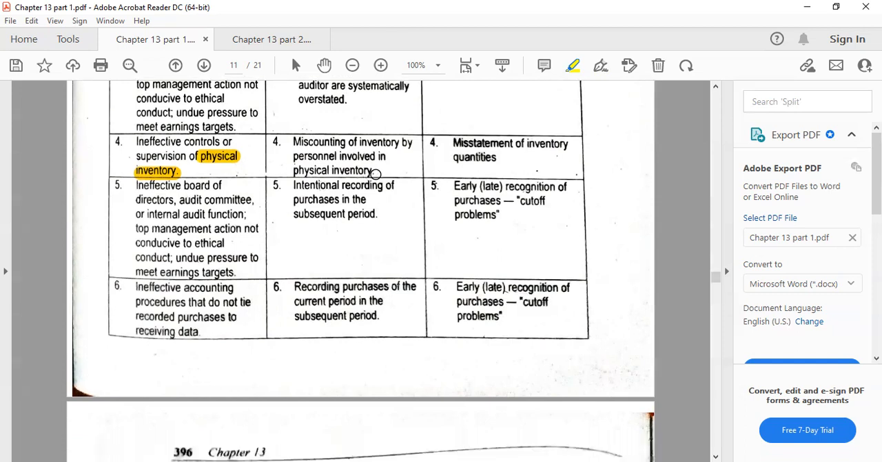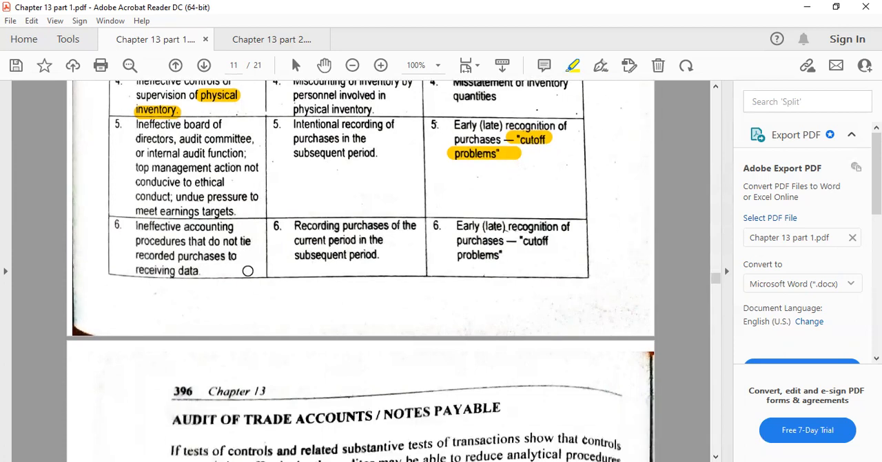Okay, there might also be intentional recording of purchases in the subsequent period. So more on the cut-off problems. Ineffective accounting procedures that do not tie recorded purchases to receiving data. So there is a possibility that purchases of the current period will be recorded in the subsequent period, which still relates to our cut-off problems.